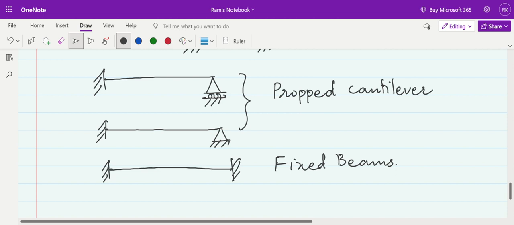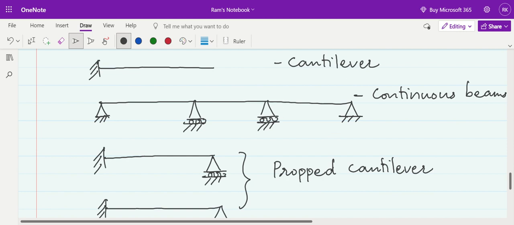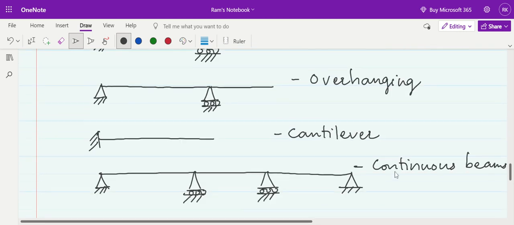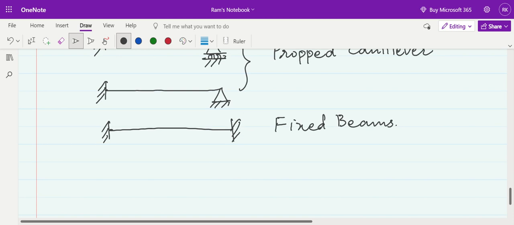Friends, I know this is not a complete list. There may be other types of beams also, but this is the basic understanding. These are the basic types of beams which we are going to come across in our near future for understanding the basics in structural analysis.